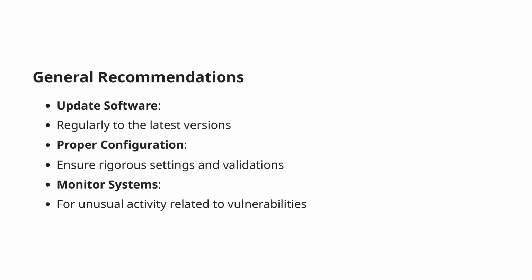To mitigate the risks associated with vulnerabilities, such as the one we discussed in the previous slide, here are some general recommendations. Firstly, always keep your software updated. Regularly upgrading to the latest versions ensures you have the latest security patches and improvements. Secondly, proper configuration is crucial. You need to ensure that all settings and validations are rigorous to prevent potential exploits. Lastly, it's vital to monitor your systems continuously. Keep an eye out for any unusual activity that could indicate a vulnerability is being exploited. Implementing these practices can significantly reduce the risk of serious security breaches.